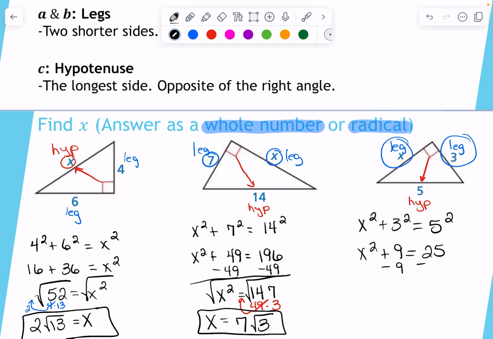I minus my 9 from both sides. So that's going to get me x squared is equal to 16. Take the square root of both of those. Square root of 16 is 4. So my third side, or my leg, x would be 4. Okay?